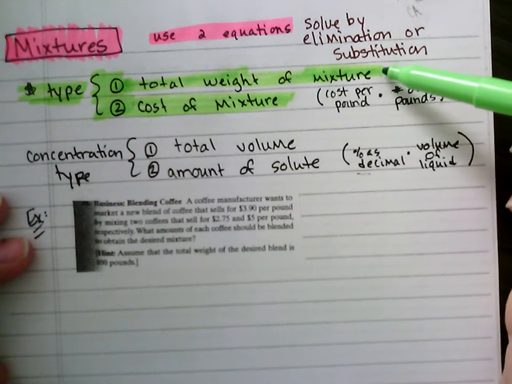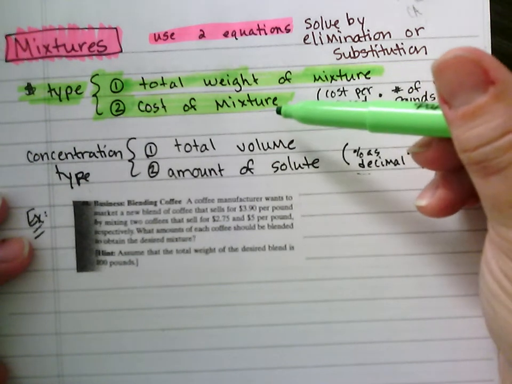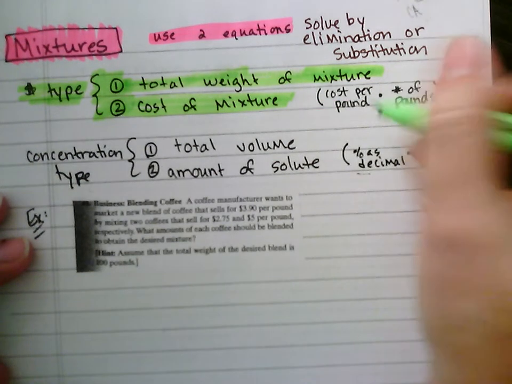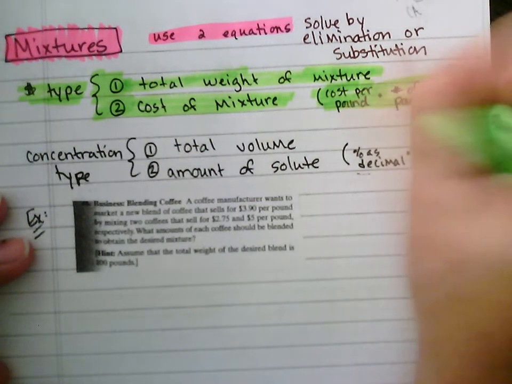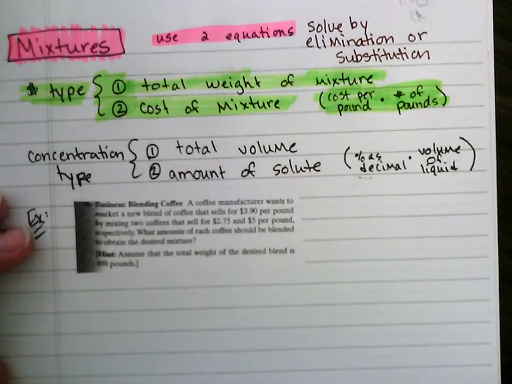We're going to have one equation that's going to account for the total weight of the mixture, and then one equation that's going to account for the total cost of the mixture. And when we're working with the cost, it will be like cost per pound times number of pounds.